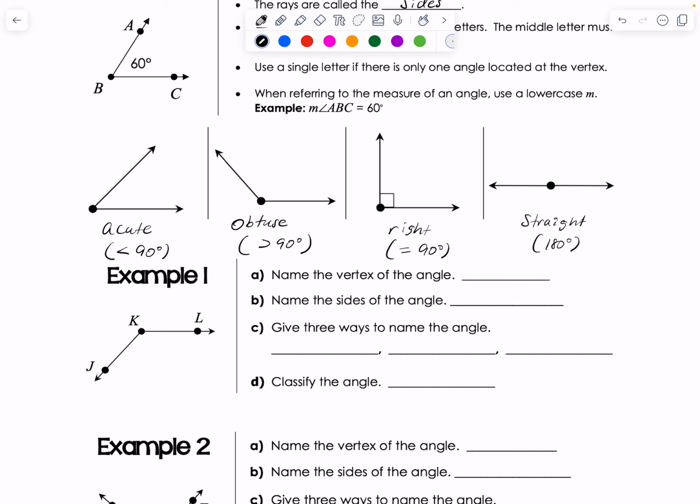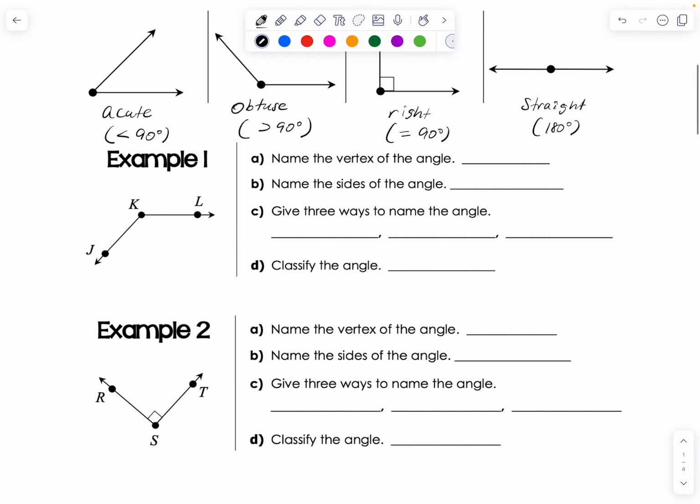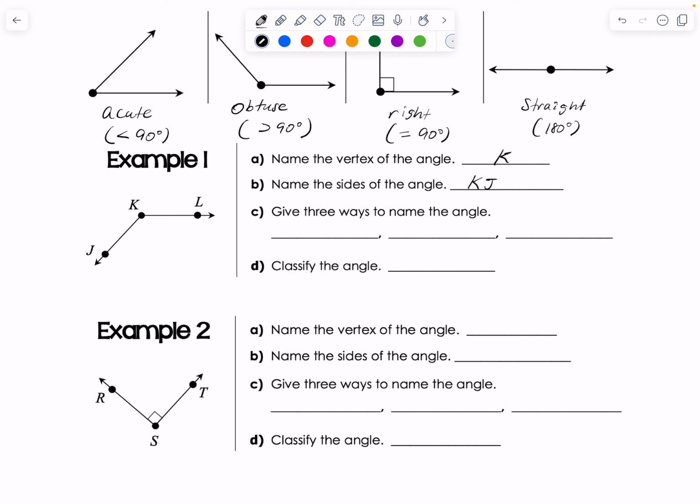Okay? So with these examples, we'll get a chance to practice naming vertices and some of the stuff we just talked about. All right, so this first one. The vertex of this angle is point K. We can name the sides of the angle as two rays, ray KJ and ray KL is the other ray.